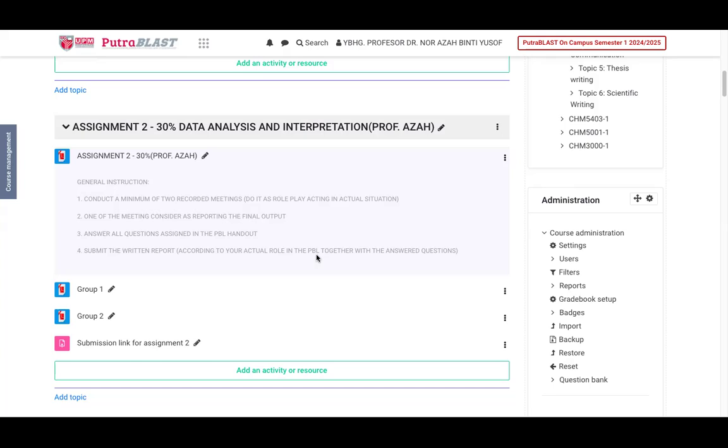Please make sure that everybody contributes to the meetings because you're going to have individual marks. It's not going to be that everybody has the same marks. That's why you need to record the meetings properly and submit them. It depends on you whether you want to submit the whole recorded file or just send me the link. So a minimum of 2: one is a planning meeting, the other is a reporting meeting.